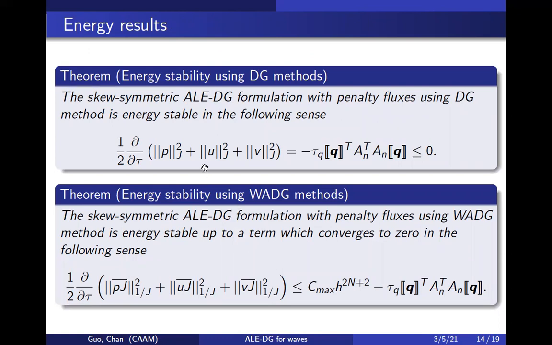The first theorem tells us if we use the standard DG method to compute solutions, the change of energy is non-positive, and energy dissipation is aided through the penalty flux term. And in the second theorem, if we use the weight-adjusted approach, then the change of energy is bounded by a term that converges to 0 plus a dissipative term. And in numerical experiments, we will see that this dissipative term will dominate the upper bound.